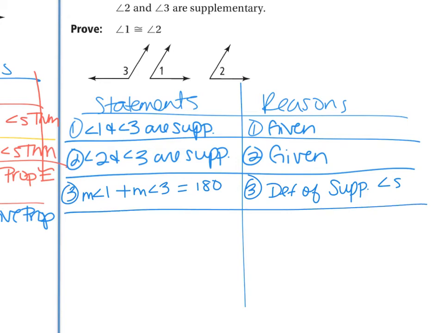Then how do I explain on step 2 that given of angle 2 and angle 3 are supplementary? Well, I'll do the exact same thing. The measure of angle 2 plus the measure of angle 3 equals 180. So that would be the exact same reason. It's the definition of supplementary angles.